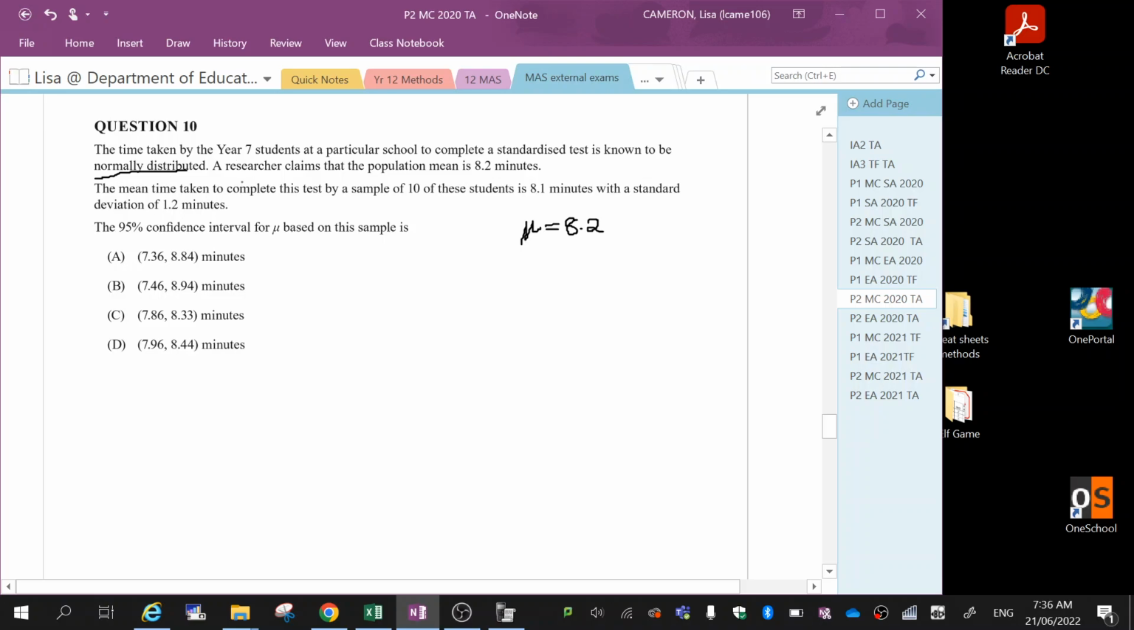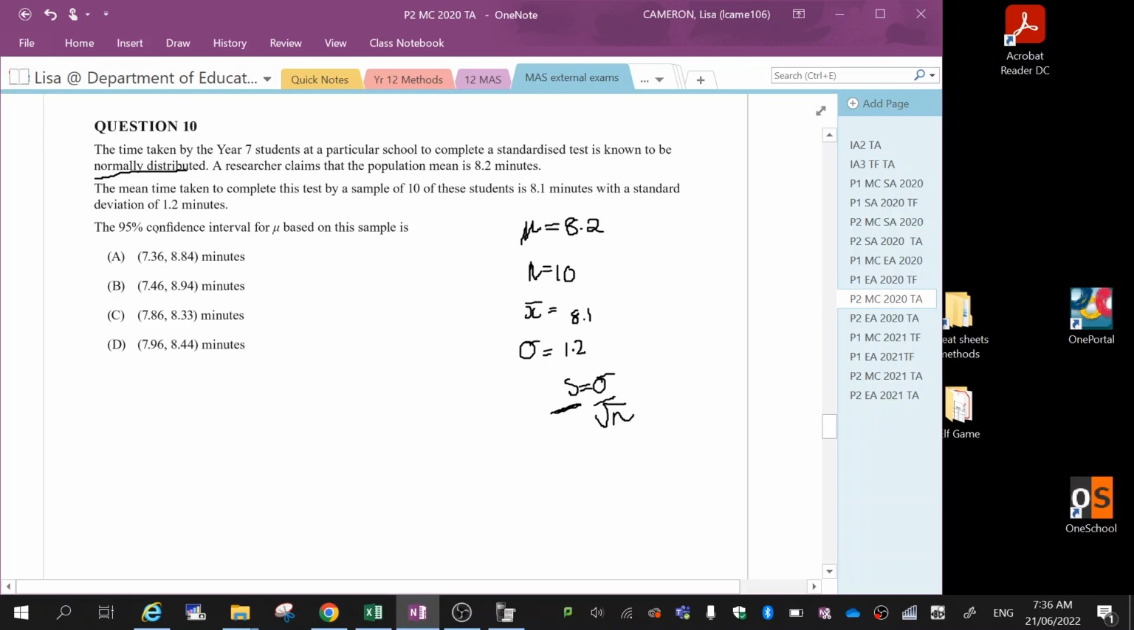Okay, the mean time taken to complete this sample by 10 students, n equals 10, and x average is equal to 8.1 with a standard deviation of 1.2 minutes. Now, that is a standard deviation from the raw scores, not how much the means are standardly deviating. So that means I get to use this formula if I need to find the confidence interval stuff.